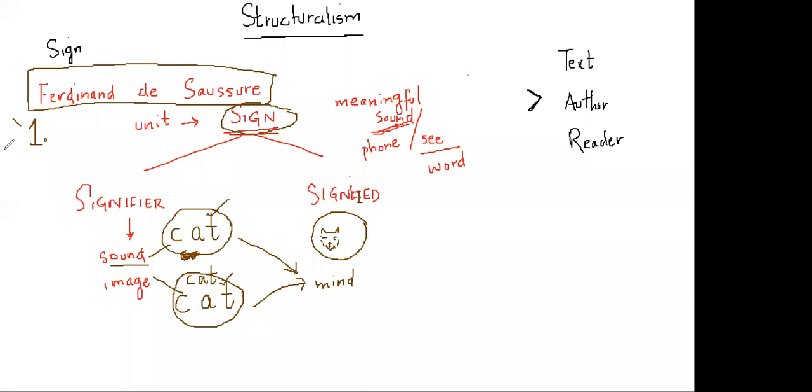Yes, ma'am. Ma'am, he said structuralism studies a sign and not a word. And a sign has two parts. One is signifier and second is signified. In signifier, sound sign is any meaningful sound or any meaningful image. And signified is when that image pops up in our mind. That's signified. Very good. Thank you, Mehak. So yes, that is basically a sign.